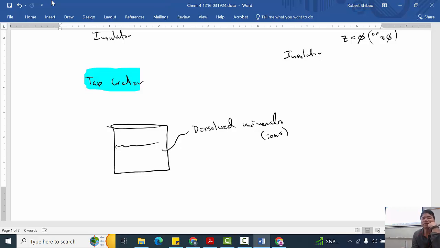What types of ions do you find in water? Do you know? Sodium. Sodium ions are everywhere. And they're positive. They're positive. So the charge carrier can be electrons or it could be ions.